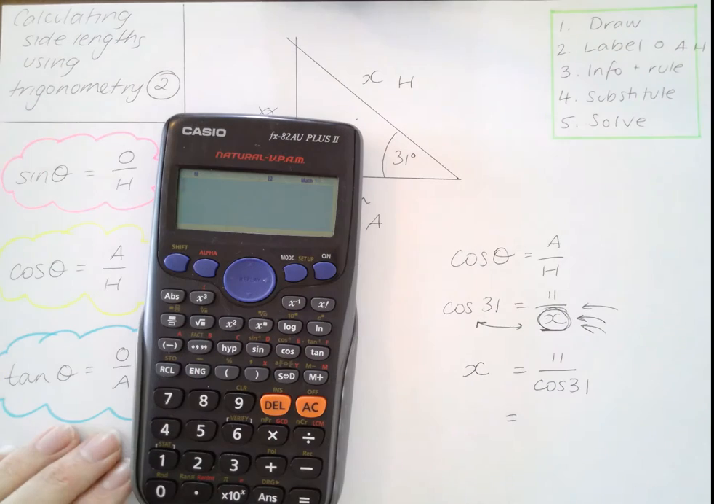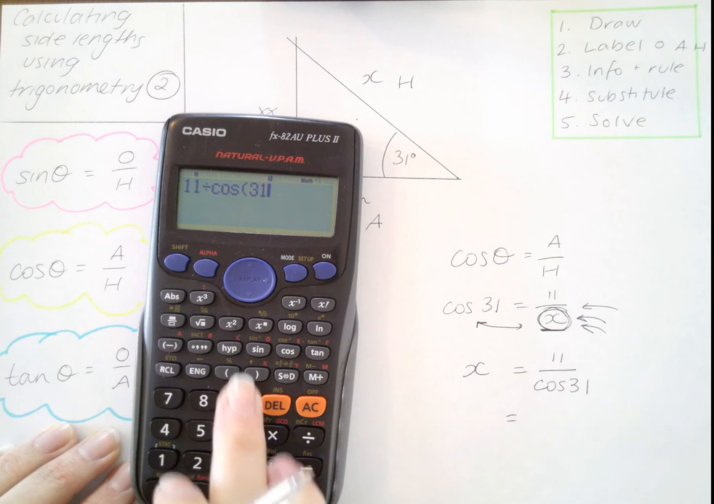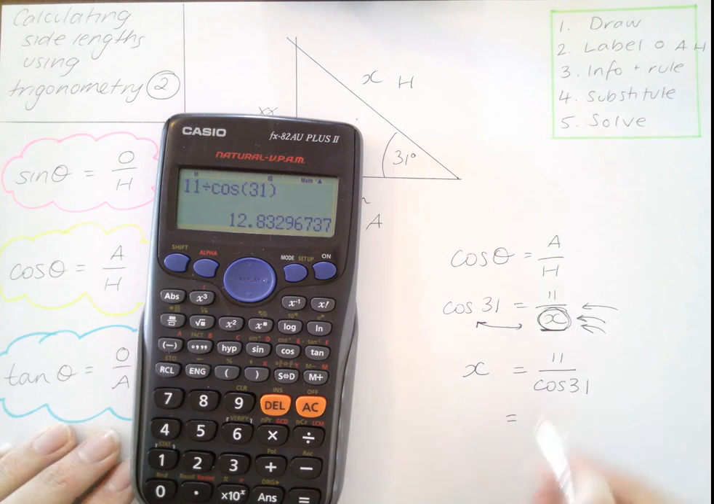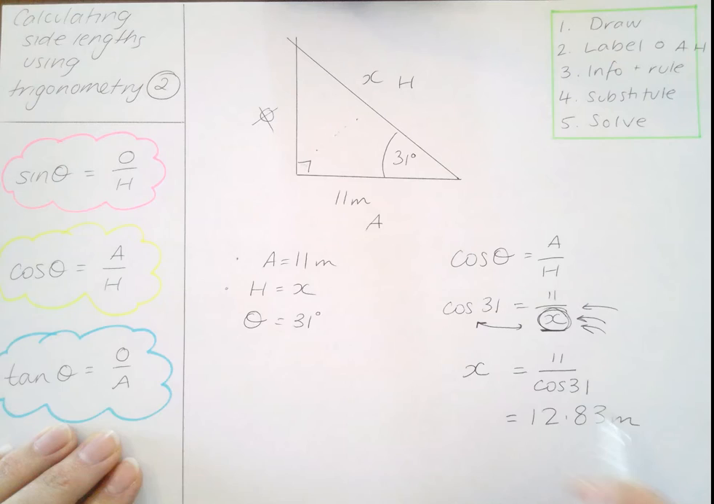So we'll bring our calculator in and say, right, 11 divided by, where's our cos button? Cos, it'll open the brackets, we type 31 and we shut it, and we get an answer of 12.83 meters. Right, remembering that our units are in meters because we are finding a side length for our hypotenuse.